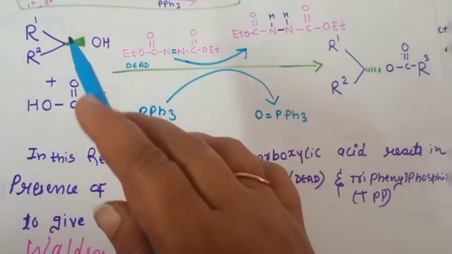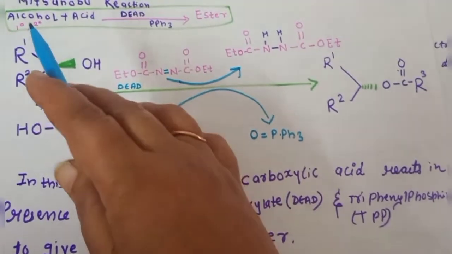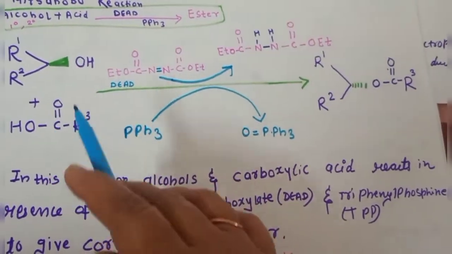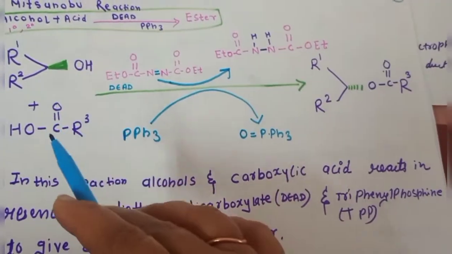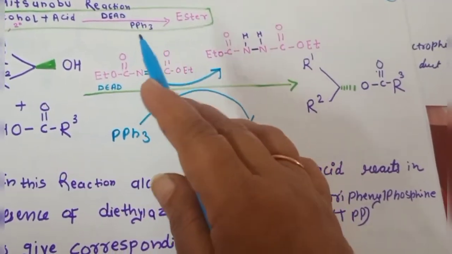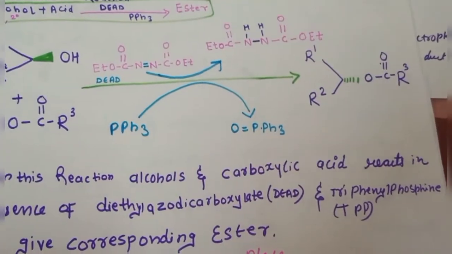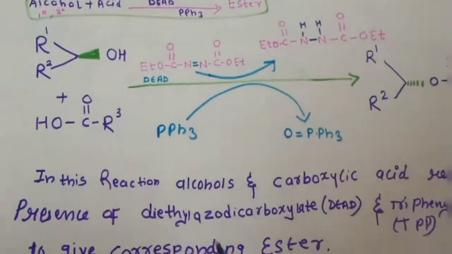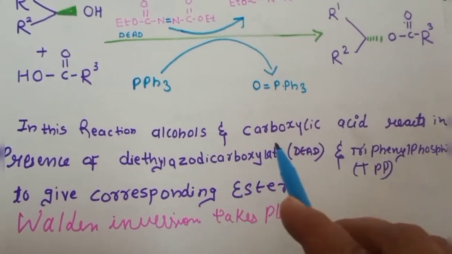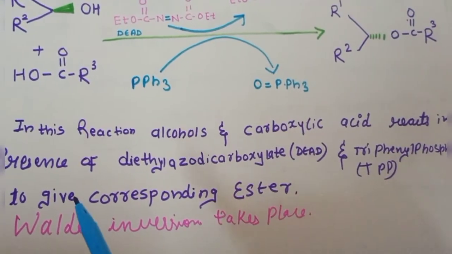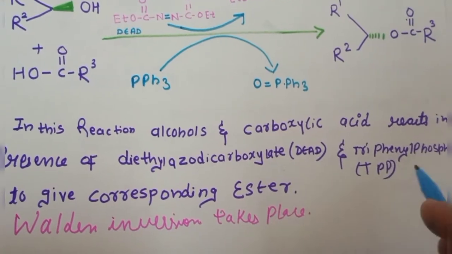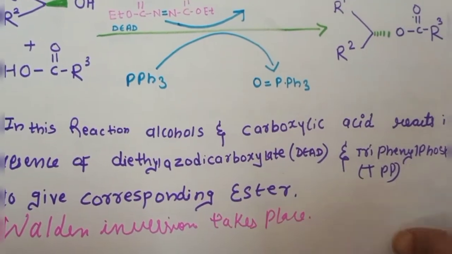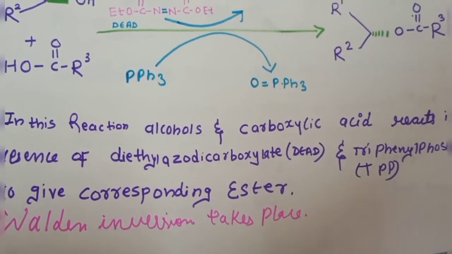In this reaction, we are taking any alcohol, either primary or secondary, which will react with the acid, or you can write the conjugate base of an acid, in the presence of DAD and PPh3 to give an ester or any other respective product like thioethers, phenyl ethers, etc. So, in this reaction, alcohol and carboxylic acid react in the presence of DAD and triphenyl phosphine to give the corresponding ester, and the product is formed by Walden inversion.